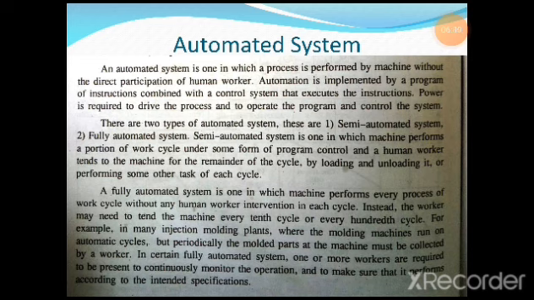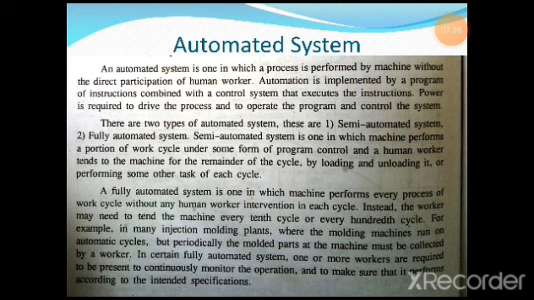Power is required to drive the process and to operate the program and control the system. This is a very common thing. Without electric power, there is no question of any production. As we know, if we want to drive any motor or a gearbox or whatever it is, then we need to use power to operate the program and to control the whole system, the process, or the machine itself. So there are two types of automated systems actually.